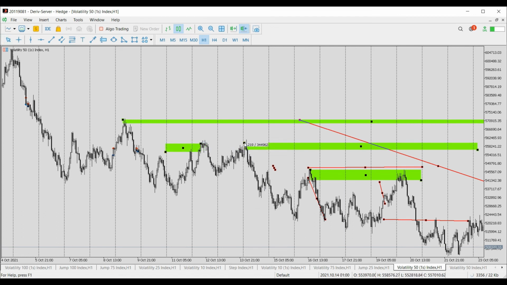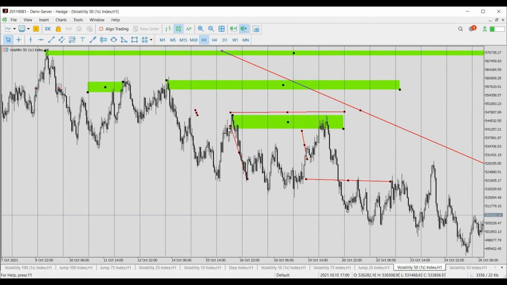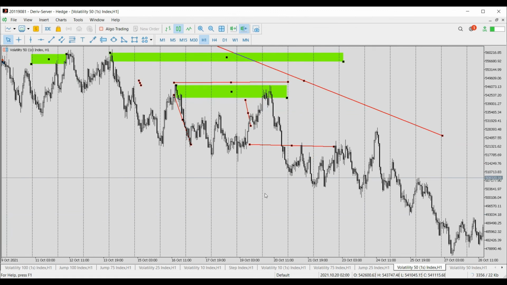This happened on 13th October, and it was retested. This is the one I used for my illustration. This happened on 15th October, within the 15th to 16th of October. Then it was retested on the 19th of October. So what does that mean? This is where your skill of patience comes in. You need to wait for your strategies to actually fall in line before you make an entry.